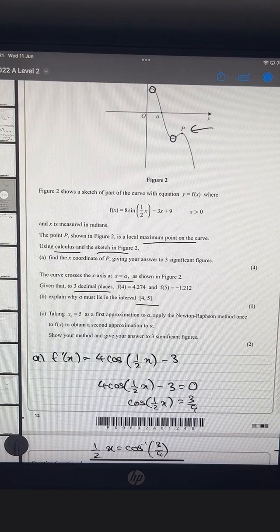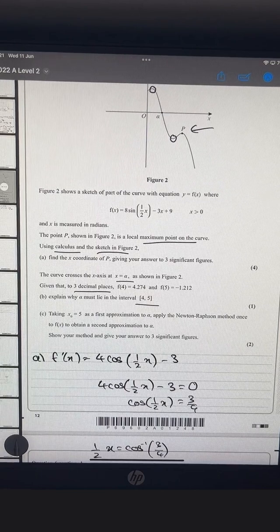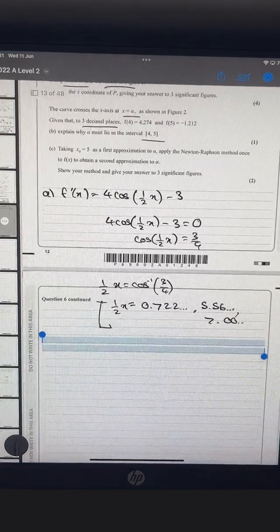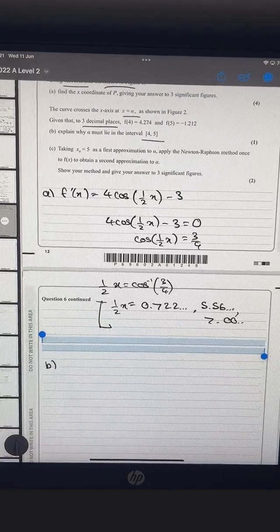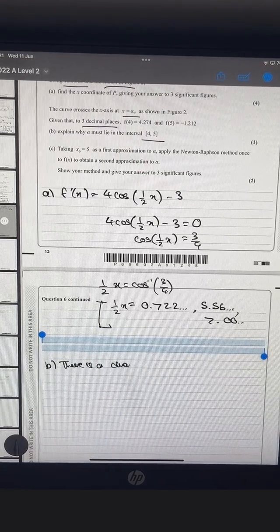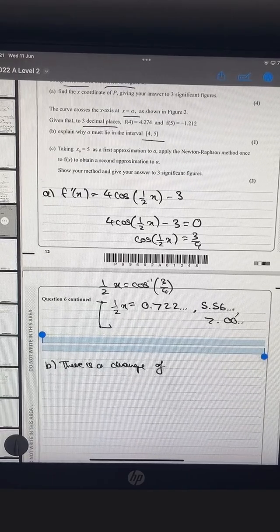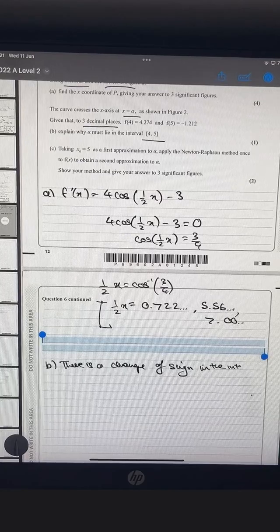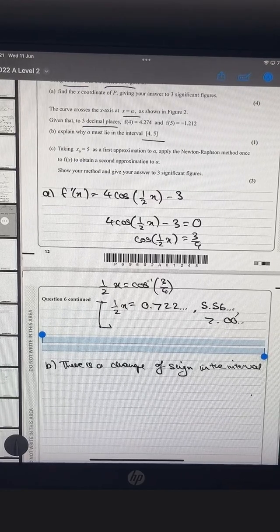This is Edexcel paper 2 2022, A level. So why does it lie in the interval? Well, notice there is a change of sign. So we need to say two things when we get this type of question. So part B, there is a change of sign in the interval. So the main thing is change of sign in the interval for 5.